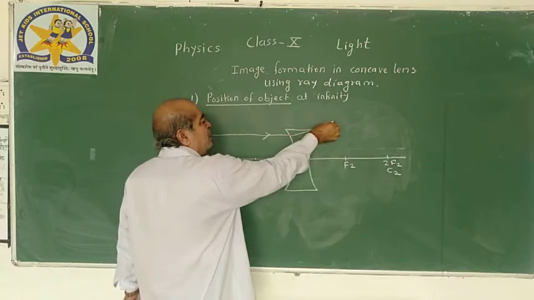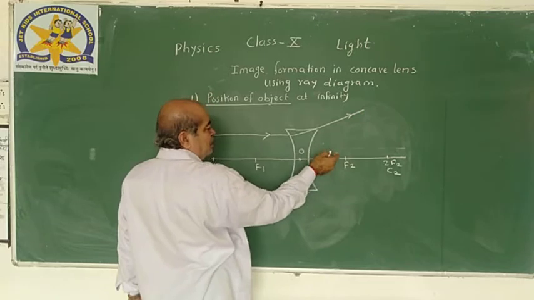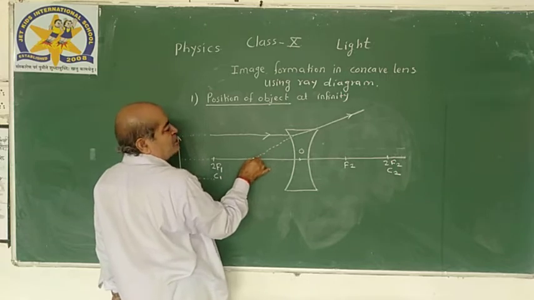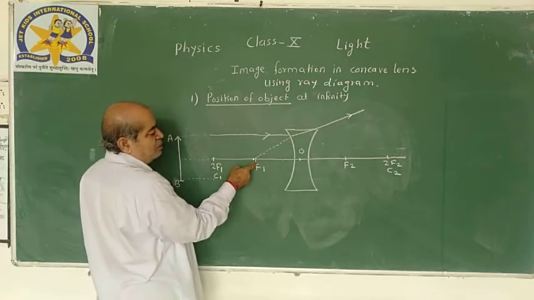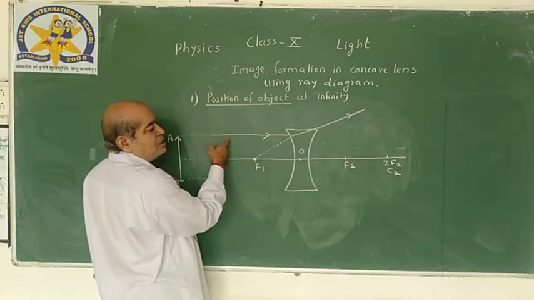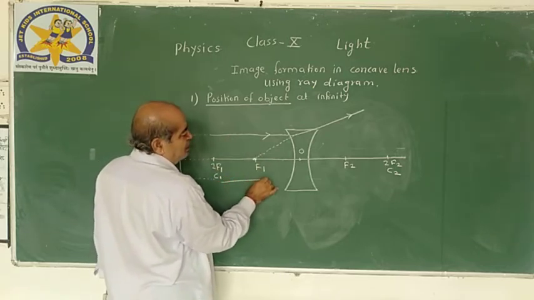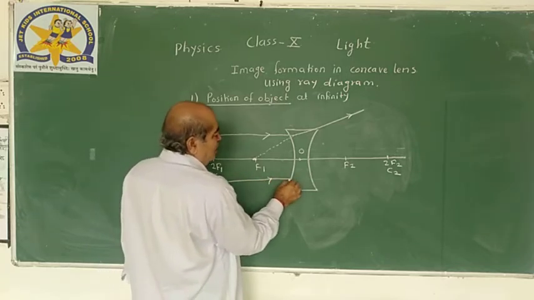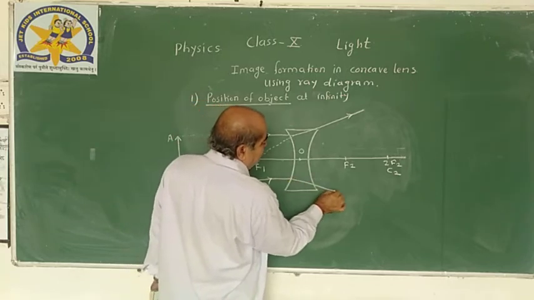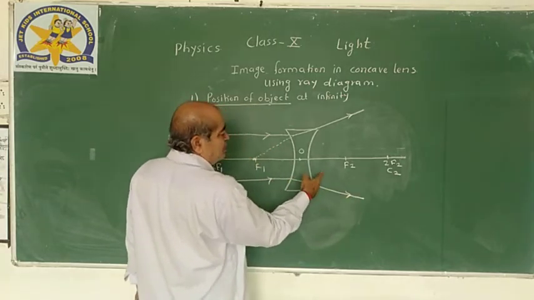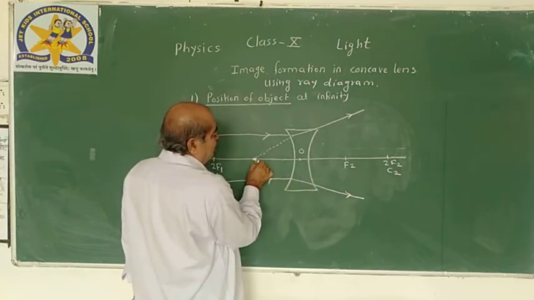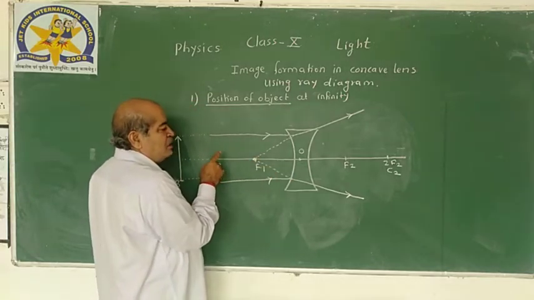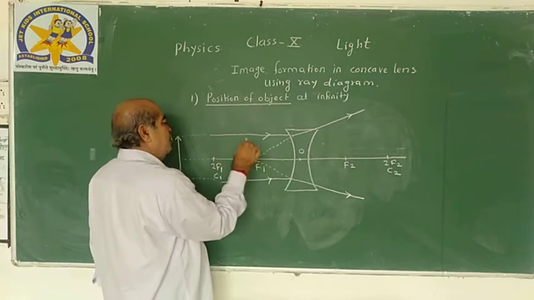The ray of light is refracted, diverges from the principal axis, and appears to come from the principal focus on the same side of the incident ray. This is the second incident ray, parallel to the principal axis. After refraction, the ray diverges and appears to come from the principal focus on the same side of the incident ray.